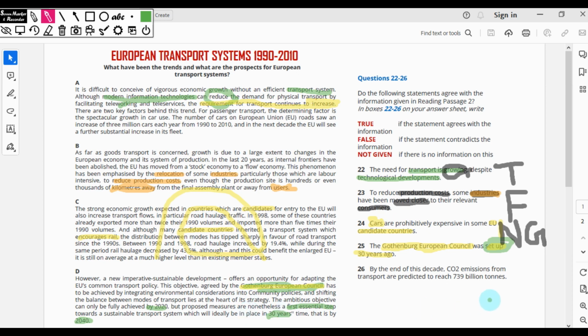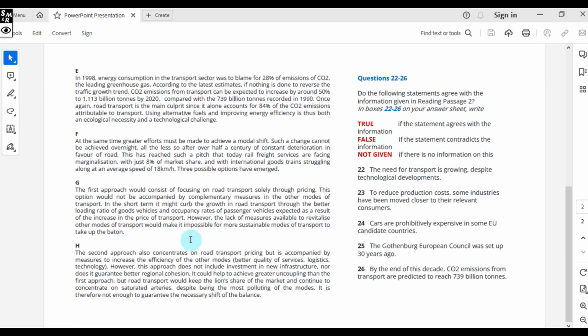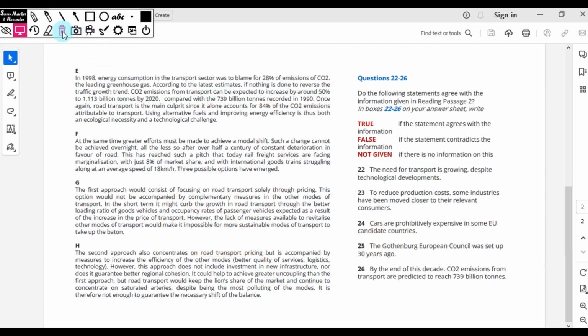So this question is what we decide. This is not given. Then we will move to the next.